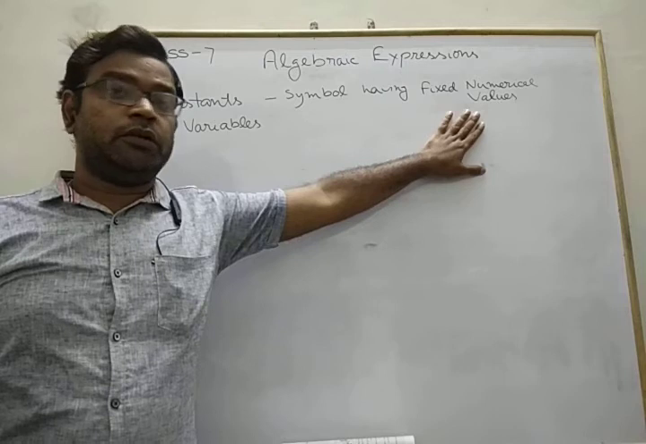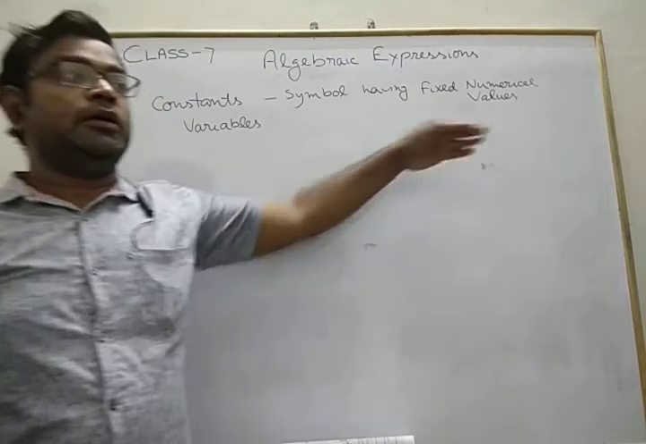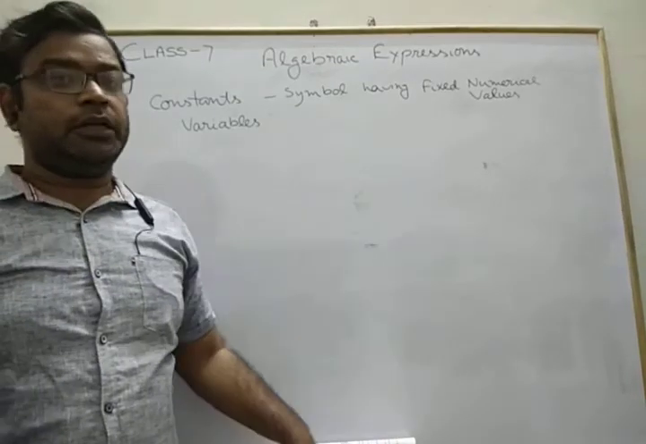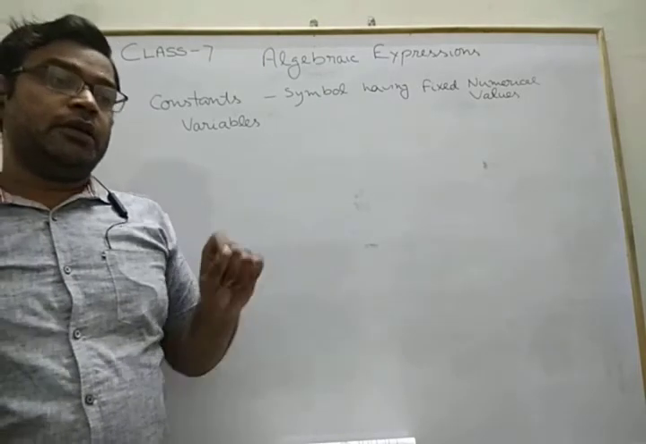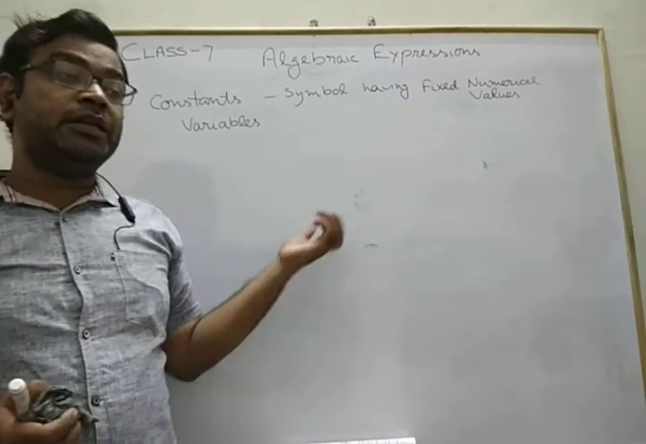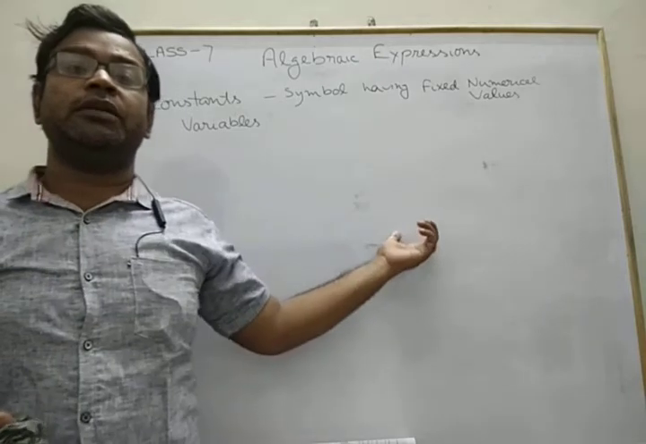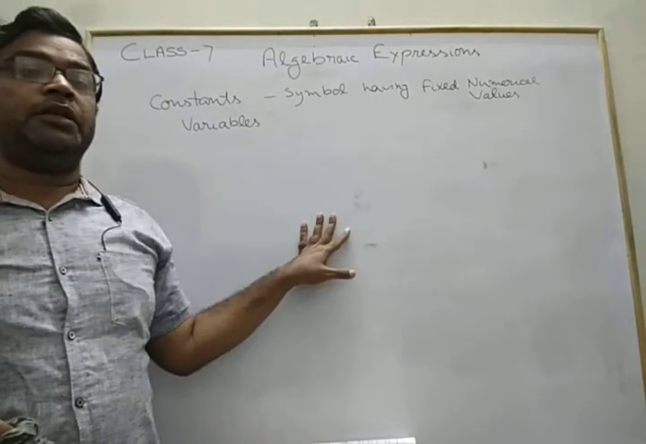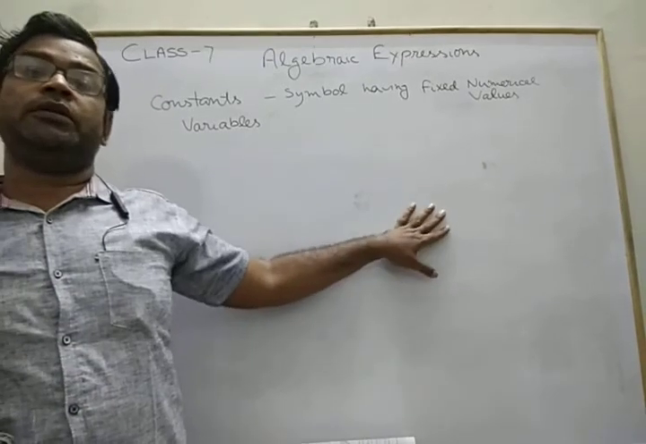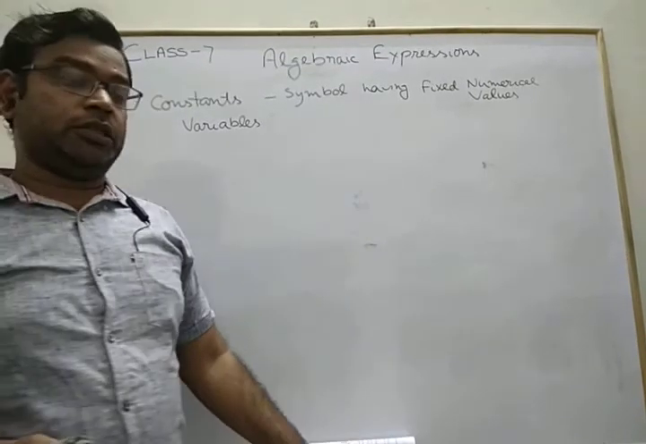The value never changes. For example, the distance between the sun and earth is a variable because it may change from time to time, but the number of meters present in a kilometer is always fixed, 1000 meters are present in 1 kilometer. So this is your constant.